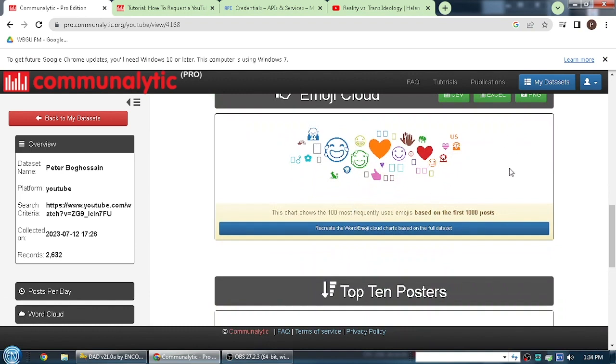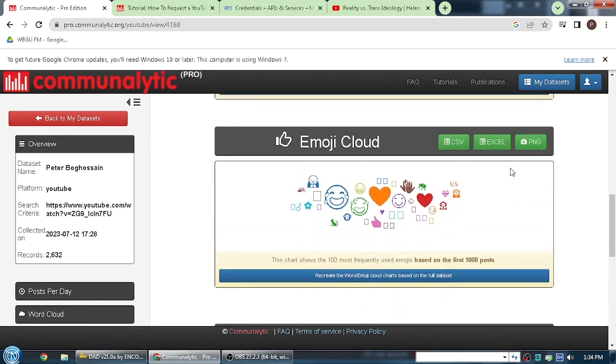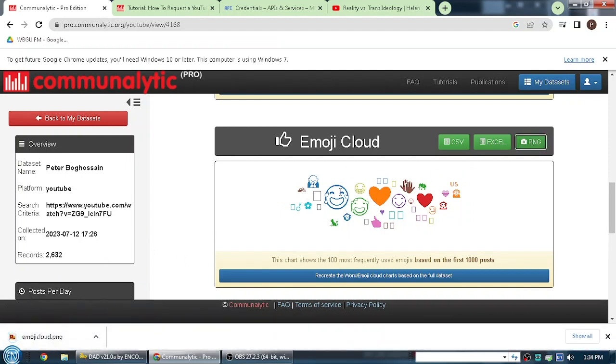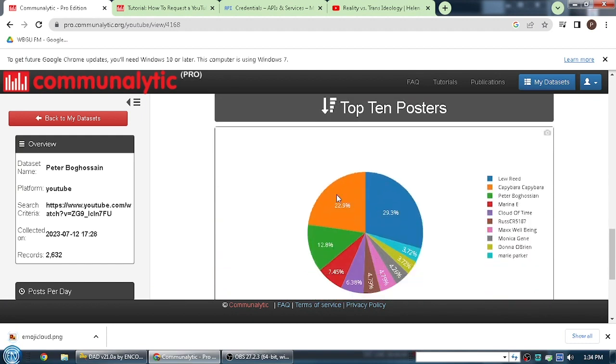And the emoji cloud. Now, this is really cool. This chart shows the 100 most frequently used emojis based on the first 1,000 posts. So restricted on those posts again, the number. But pretty interesting. Look at that. I'm going to download this as well so I can collect all of this information.